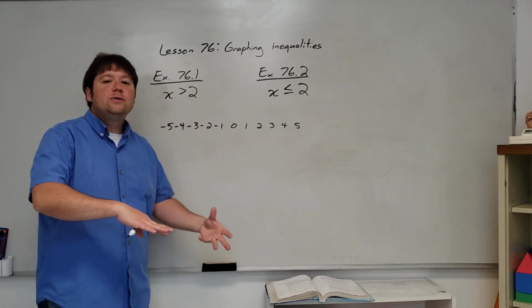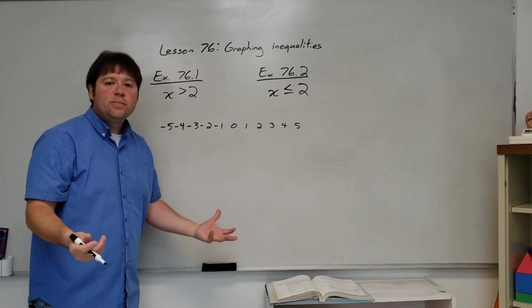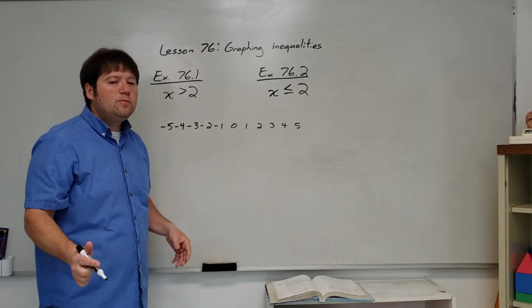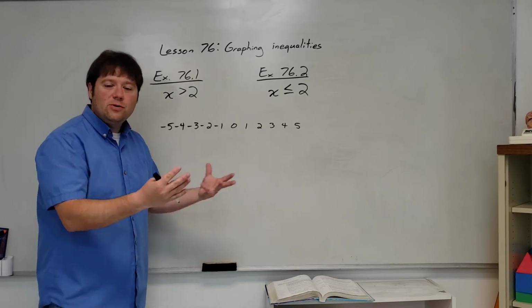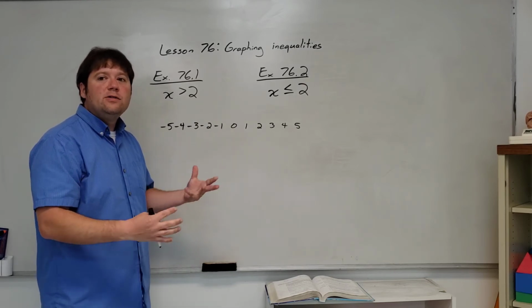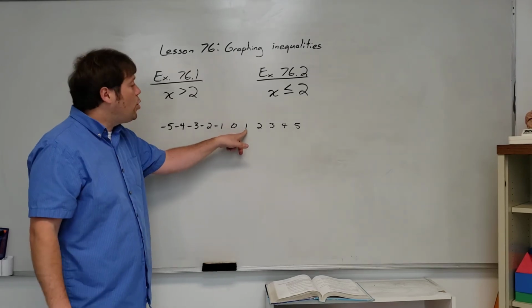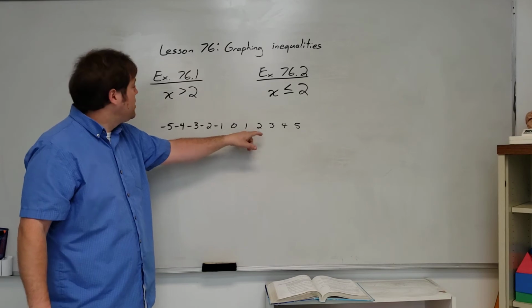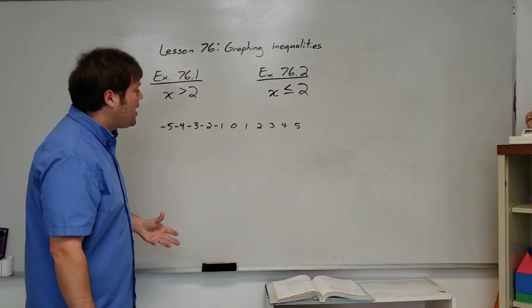So what I want to do is represent what x could possibly be. Remember, it's a number, it's greater than 2. So think about some numbers that are greater than 2. 3, 4, 5, a million, those numbers are greater than 2. There's numbers that are not greater than 2. 0 is not greater than 2. 1 is not greater than 2. Even 2 itself is not greater than 2. But there are certain numbers that are greater than 2, and we need to show that.